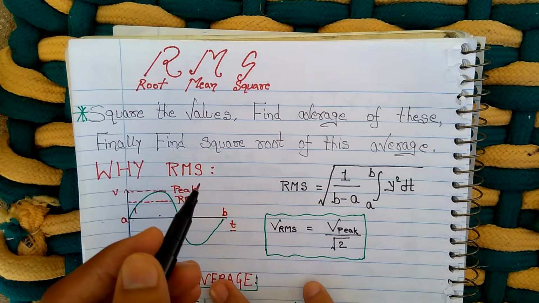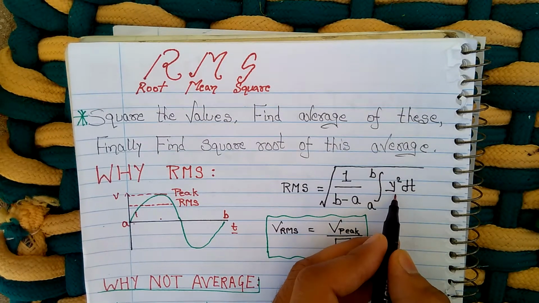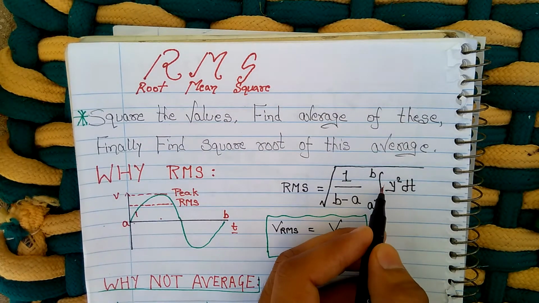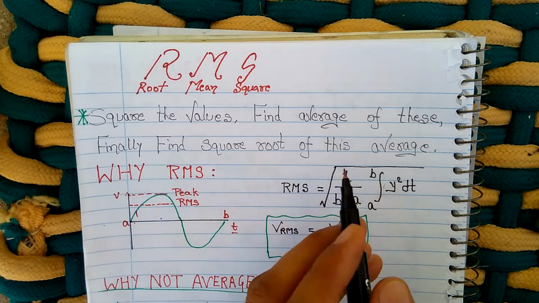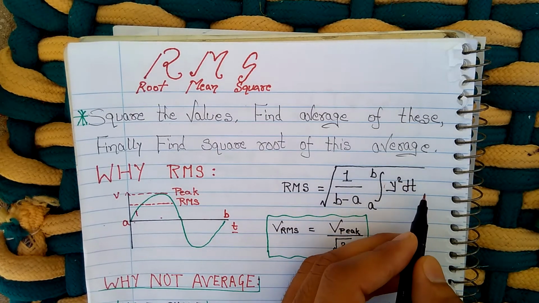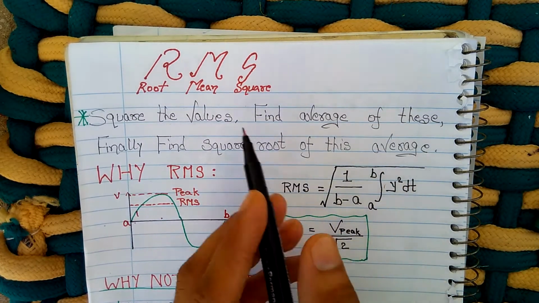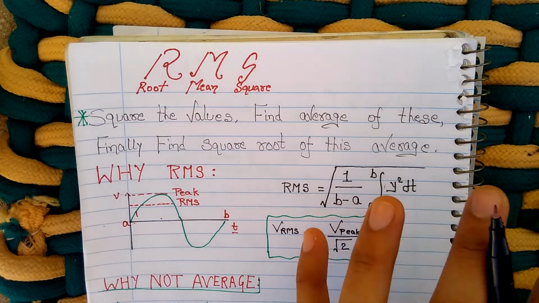Suppose I want to see it mathematically, and I have some waveform called y. It is the mathematical function of my waveform. So first I have to square this y, and I'll get y square. Then I have to find the mean of this y square, and the mean is nothing but the average.